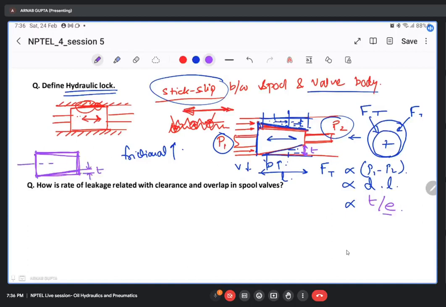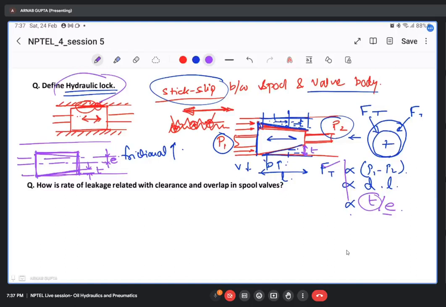So it is the distance between the center line or the axis of the spool and the axis of the valve body. So if this was your valve body, this would be the axis of the valve body, and this is the spool, and this distance is called E, that is eccentricity. So the higher the value of this T, the higher will be the transverse force, and more intense will be the hydraulic lock phenomenon.